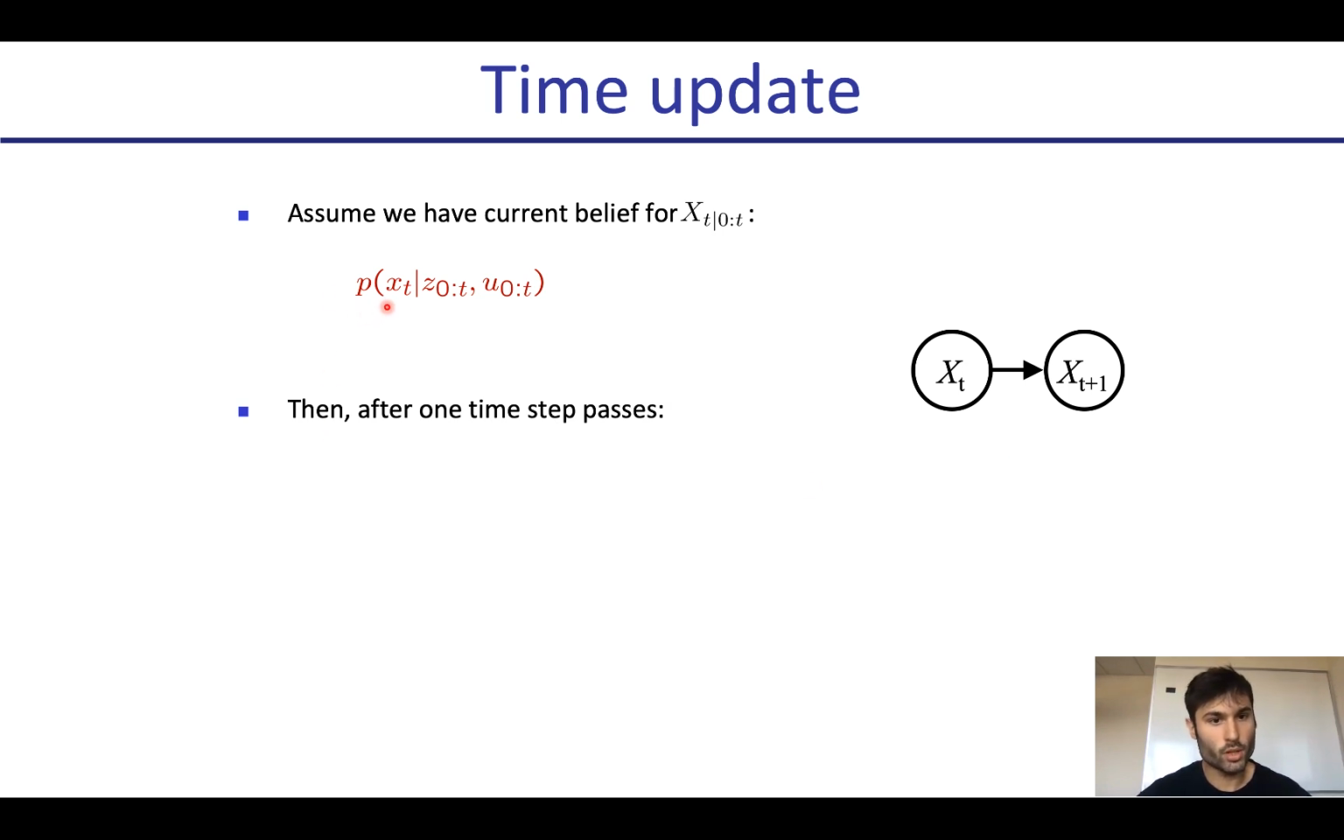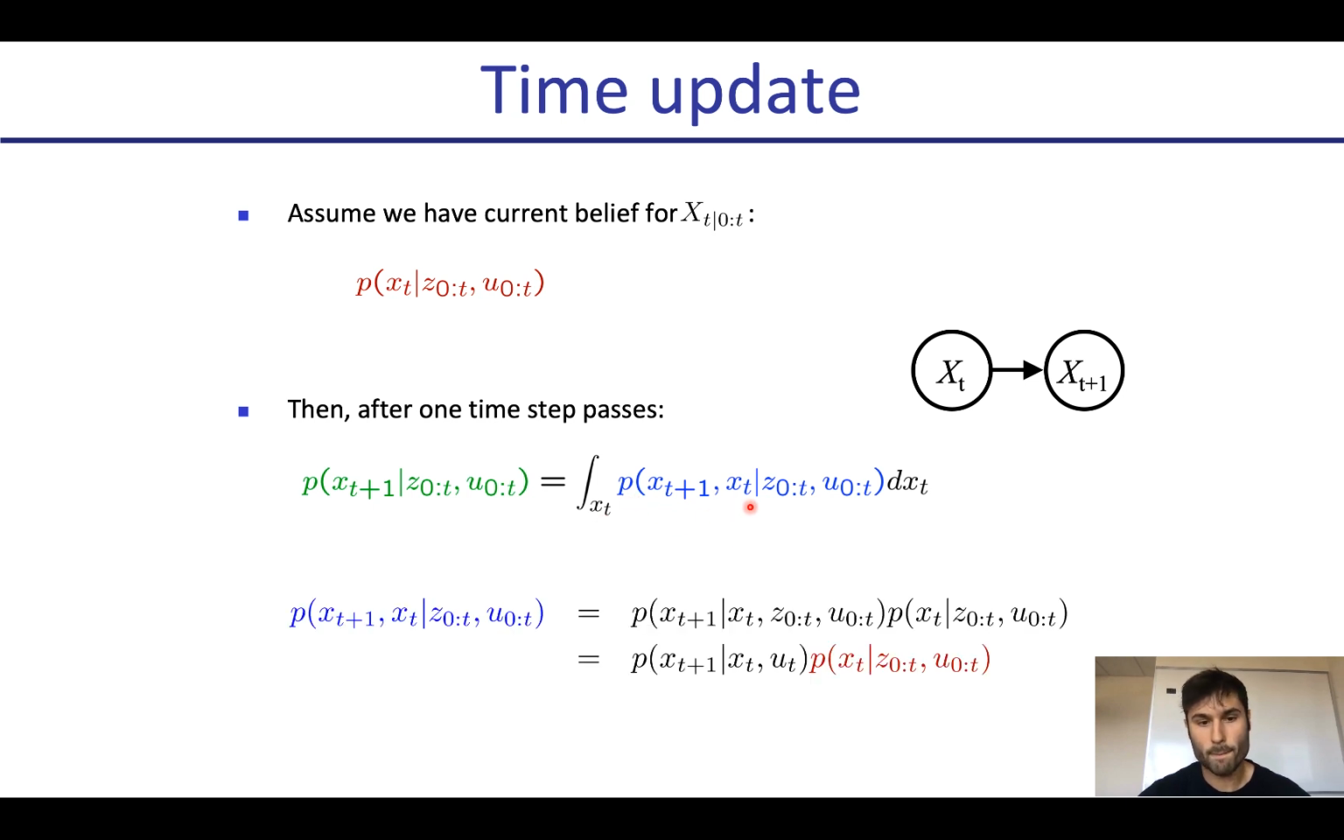So here we assume that we know the probability of xt given the previous measurements and actions, and now we want to know what will be the distribution of xt plus 1. We can just write this down as marginalizing the joint of xt plus 1 and xt. And essentially this joint, we can now apply the Bayes rule, and write it down as the probability of xt plus 1 given xt and all the measurements and all the actions, times the probability of xt given, again, all the measurements and all the actions that we have here.